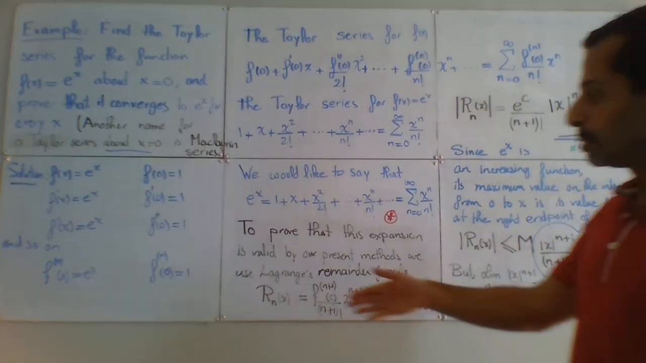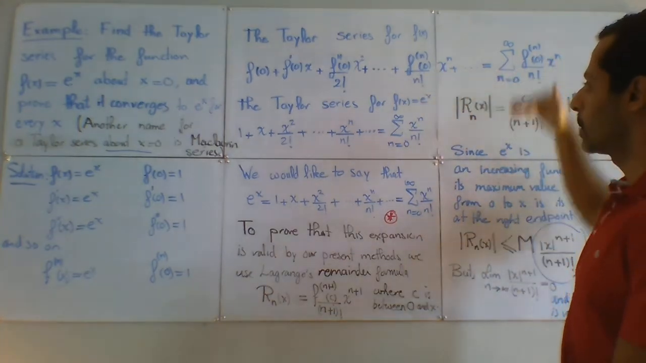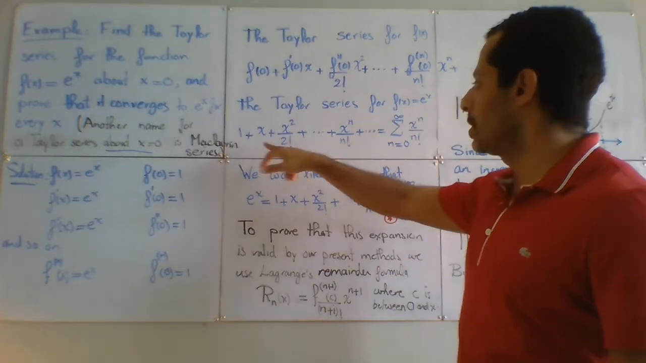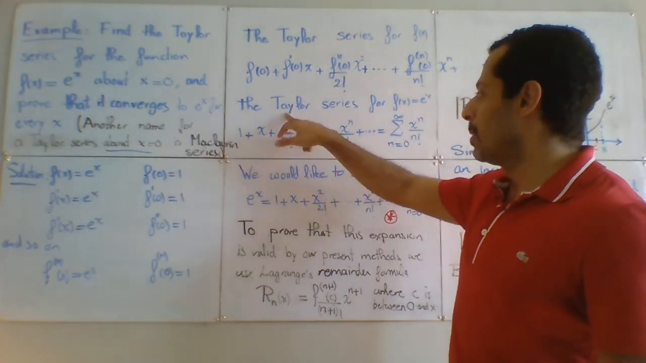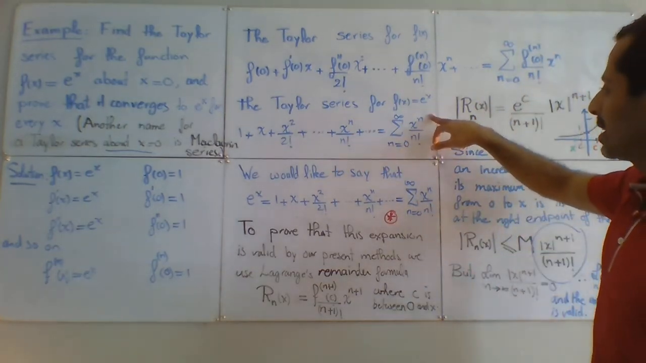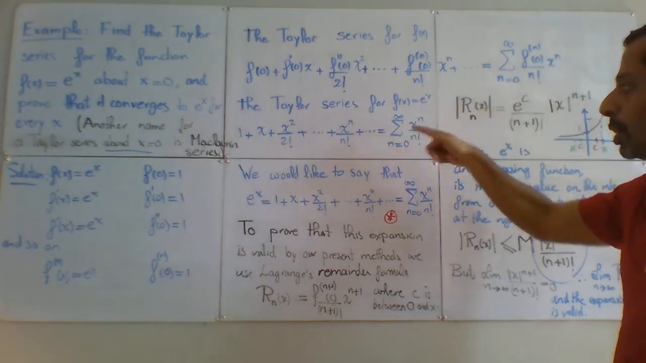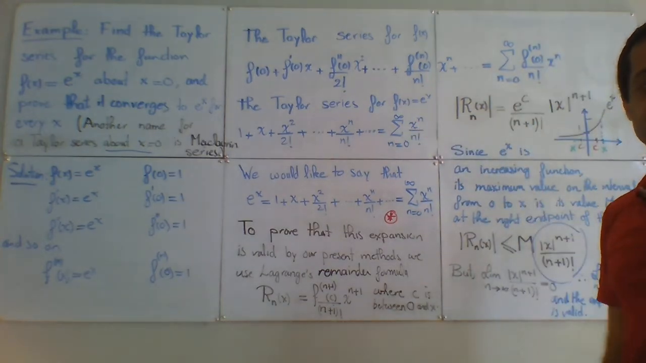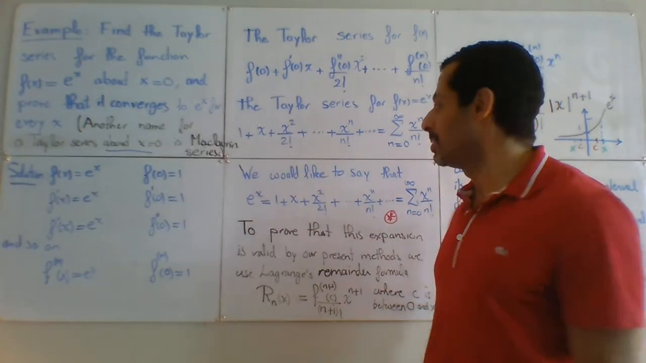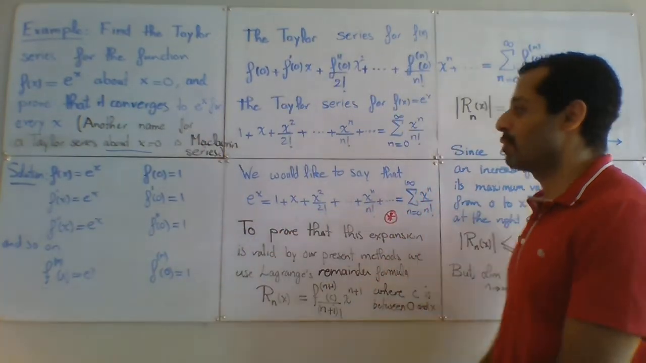Now substituting these values in the general formula for a Taylor series of f of x, we get the Taylor series of e to the x as 1 plus x plus x squared over 2 factorial plus and so on. The general term is x to the n over n factorial, because the nth derivative at 0 is just 1. Of course, this is the same power series that we obtained before, but now we obtained it using the successive derivatives of f of x.